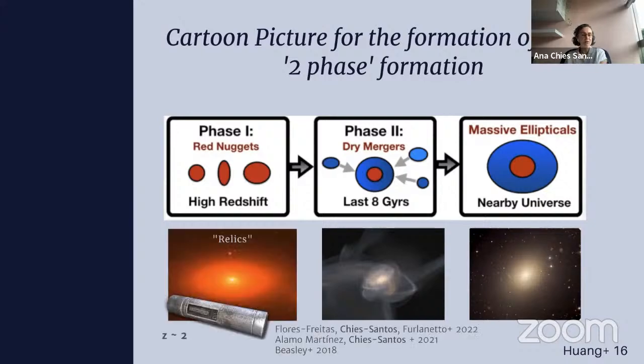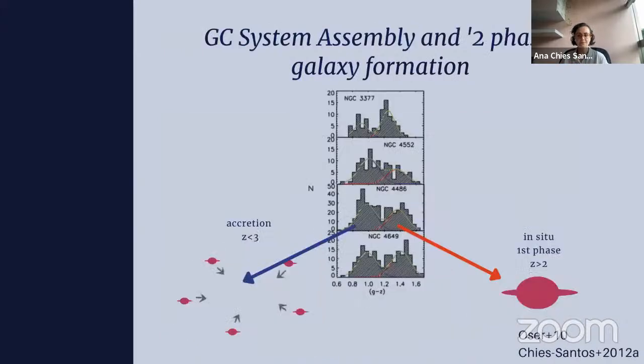And it is possible, however, to find galaxies in the local universe that have not gone through this second phase, and are like time capsules of this higher redshift universe. And these objects are commonly found in the literature as relics. And our group has done some work on this front, both on simulations and observations, to find these galaxies and try to characterize their GC systems.